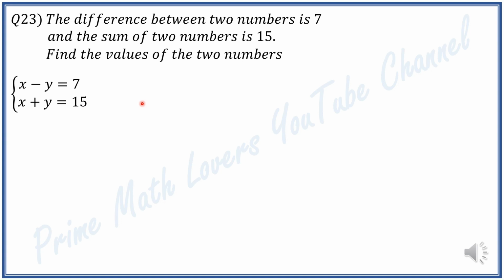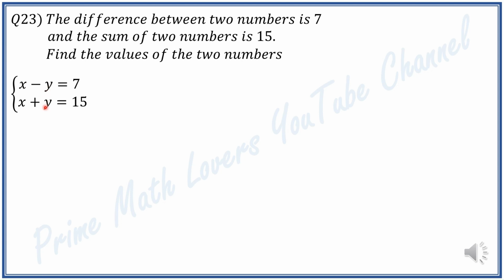This is in the form of a system of two equations. For solving this type of simultaneous equations, we can use the elimination method. In the elimination method, our aim is to eliminate one of the variables from the system of equations. Let's choose to eliminate y. In the first equation, the coefficient of y is -1, and in the second equation it is +1.